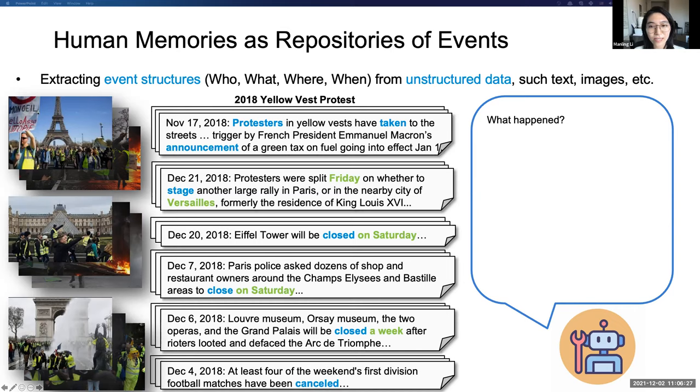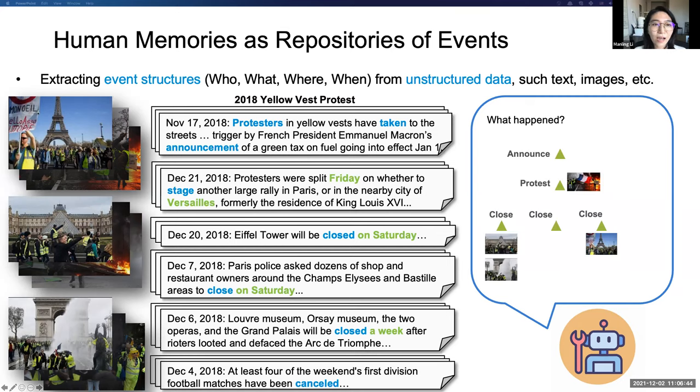As a result, we want machines to mimic a human going through this process. For example, when we see a lot of news articles and images about the yellow vest protest in 2018, our natural question will be, what happened? Firstly, we are trying to do event typing in this case. As a result, we will find that there will be an announcing event, a protesting event, and a lot of closing events.